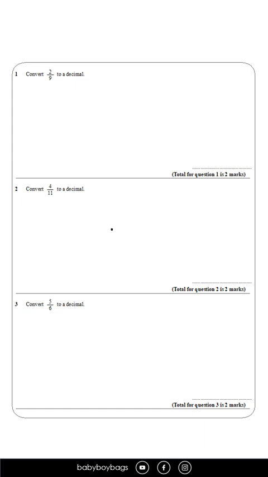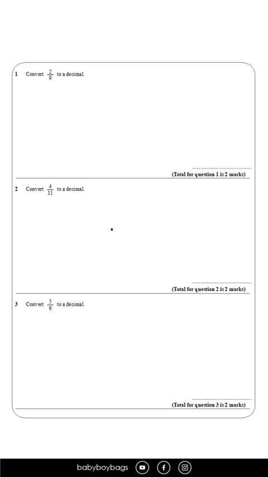The first question requires us to convert 2 over 9 into a decimal. We're going to do this one with a shorter version so that we don't have a long video. So we're just going to use the calculator. If you're not comfortable with long division, just let me know in the comment section and we'll do a video where we go through long division.